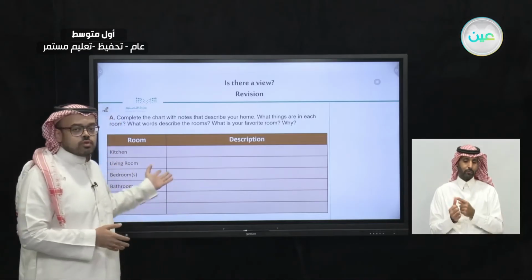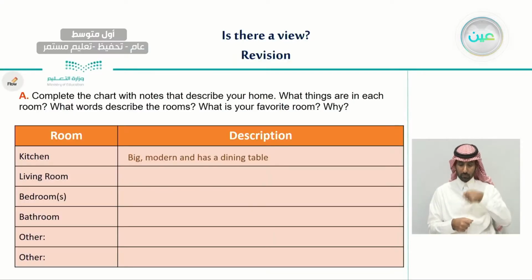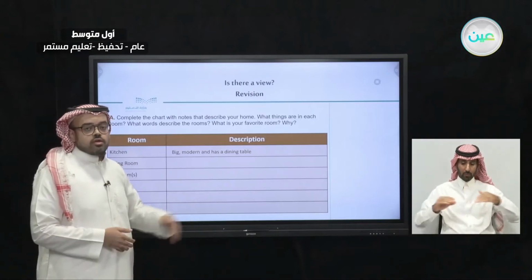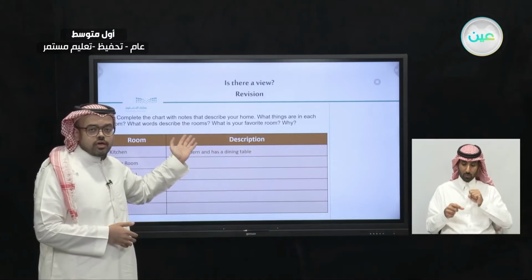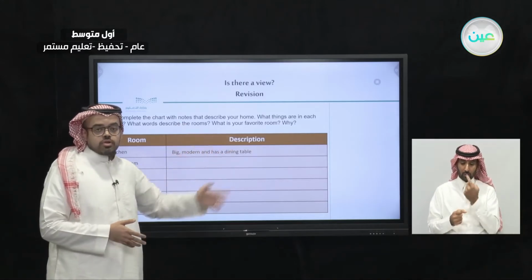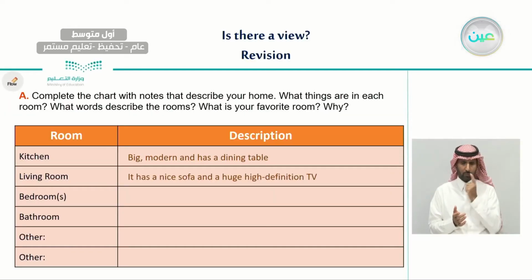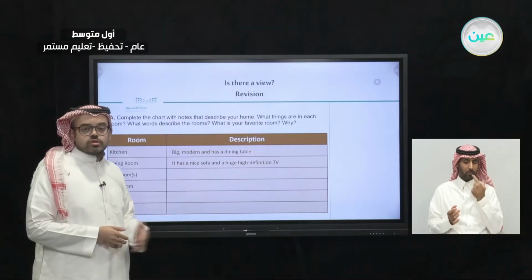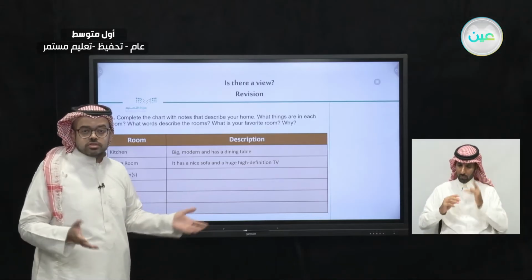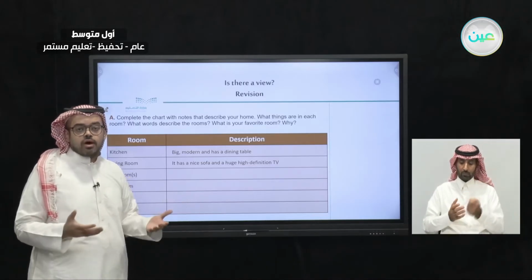For example, what can we find in a kitchen? We can describe it as big, modern, and has a dining table. And if you remember, in the picture we even said there was a stove, a refrigerator, a dining table, and so on. The other room we described is the living room. We described it as having a nice sofa and a huge high definition TV. We also talked about the pictures, where we said that the living room has curtains, paintings, a rug, and so on.